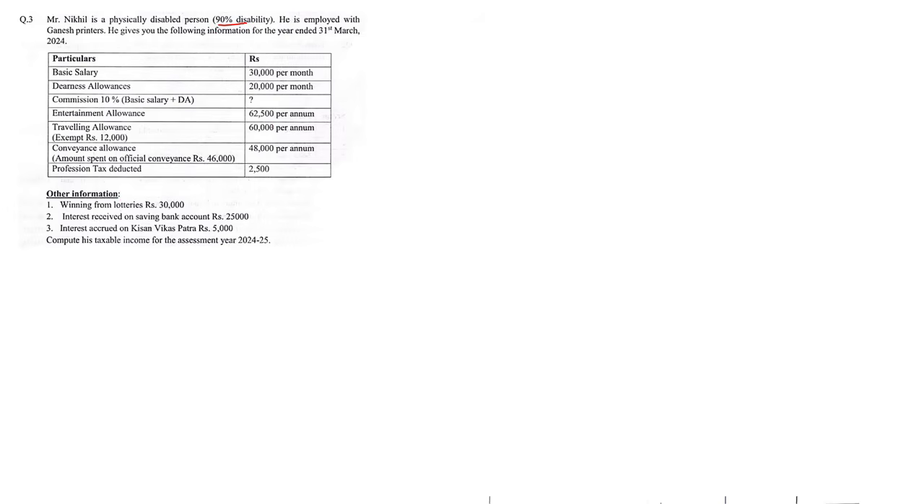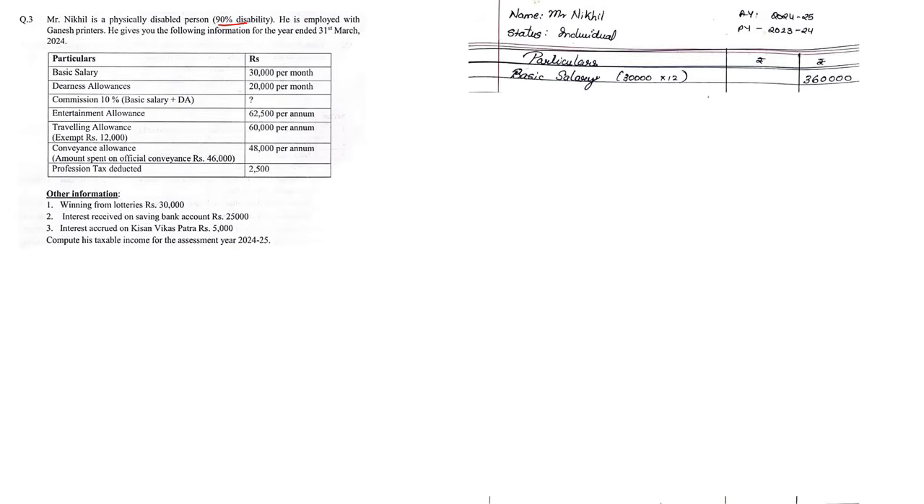So chalo, we'll start off. First was basic salary 30,000 per month. So basic salary 30,000 into 12 came to 3,60,000. DA allowance was 20,000 a month, so 20,000 into 12 came to 2,40,000. Commission was 10% of basic and DA. Basic 3,60,000, DA 2,40,000. Total comes to 6 lakhs. 10% of that was 60,000.